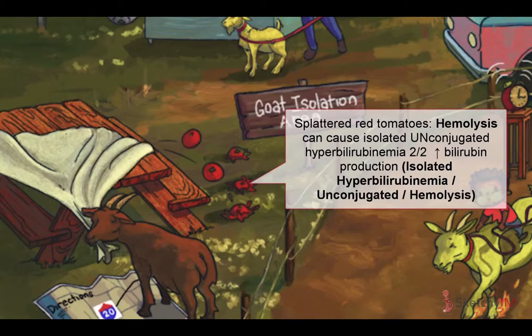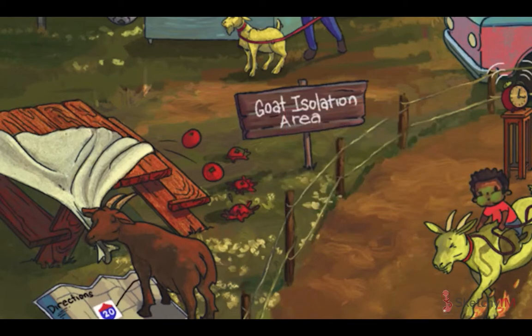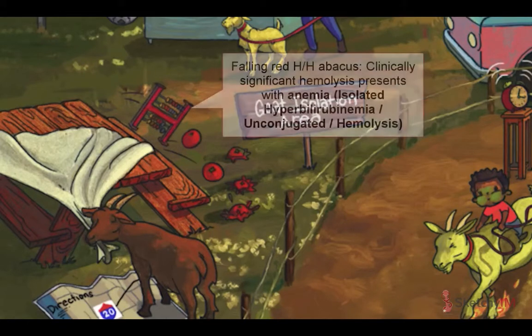In the setting of brisk hemolysis, even a normal liver can't process the unconjugated bilirubin fast enough, so it builds up in the blood. Both intravascular and extravascular hemolysis can increase the unconjugated bili. Disorders may be either inherited or acquired. A few additional labs can determine if hemolysis is to blame. Clinically significant hemolysis presents with anemia.